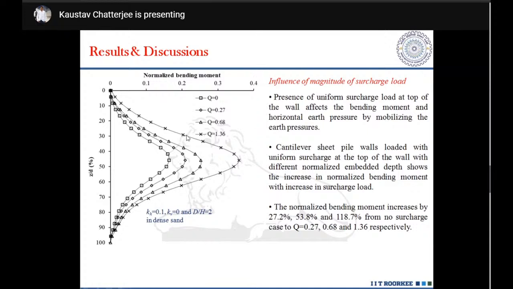Next, the magnitude of the normalized surcharge loading. The presence of a uniform surcharge load at the top of the wall affects the bending moment and earth pressure by mobilizing the earth pressures. A cantilever sheet pile loaded with uniform surcharge at the top of the wall, at different normalized depths, shows an increase in normalized bending moment with increase in surcharge loading. As my surcharge loading is increased, the bending moment keeps on increasing, and almost 118.7% increase is seen when we have around 100 kPa of surcharge load.